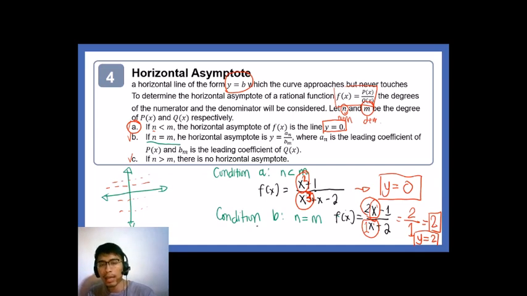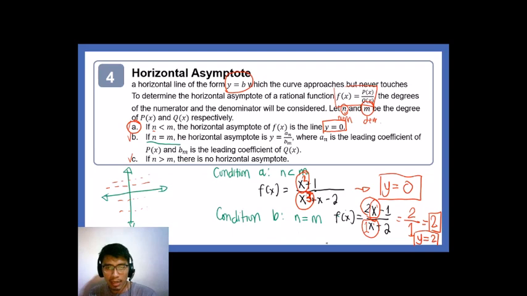Again, for condition letter B, if n is equal to m, or the degrees of the numerator and denominator are equal, you simply get their numerical coefficients, or the number beside the term with the highest exponent. So 2 for the numerator and 1 for the denominator. Basically 2 divided by 1 is 2, so my horizontal asymptote is y is equal to 2. That is condition letter B.